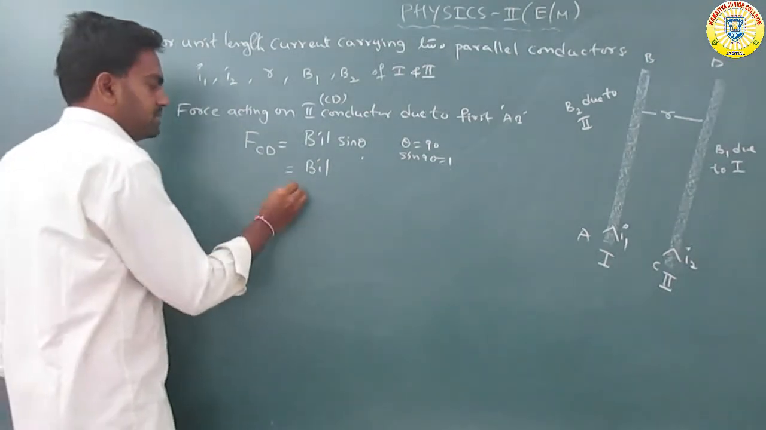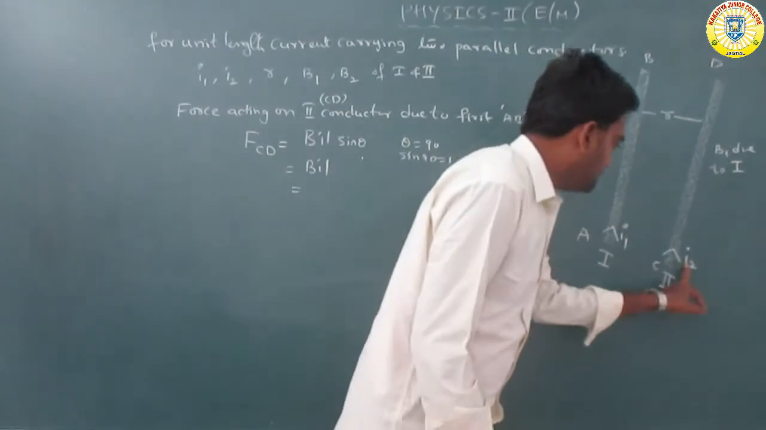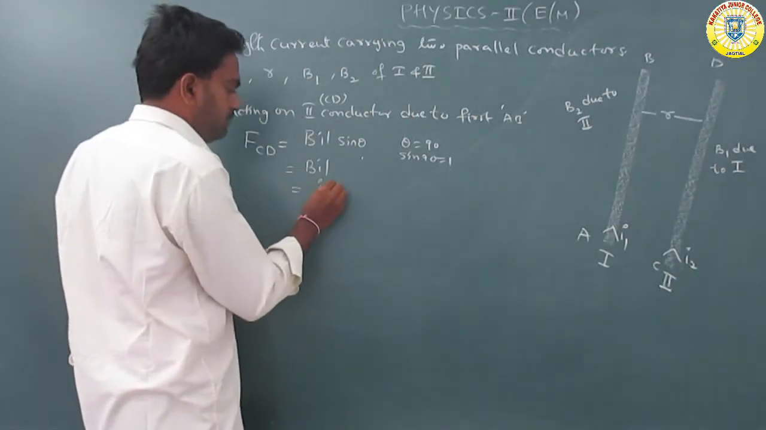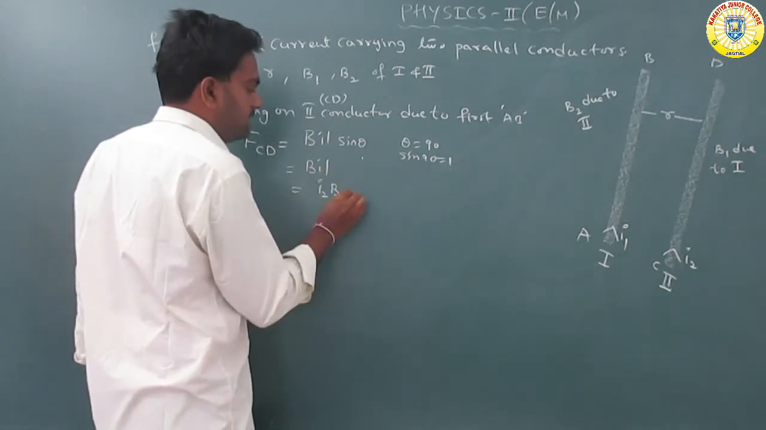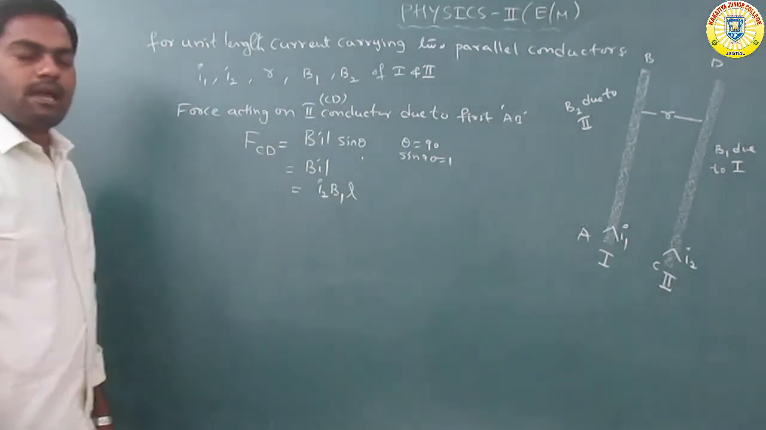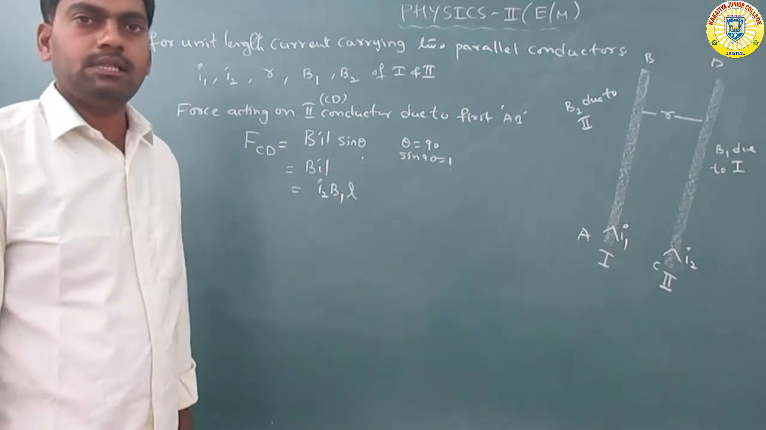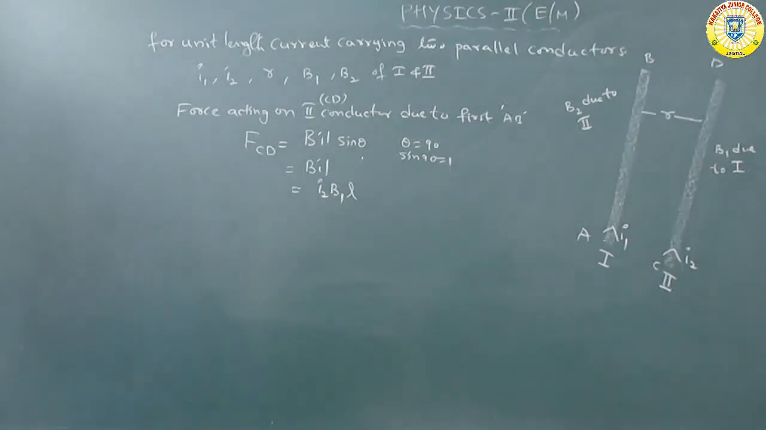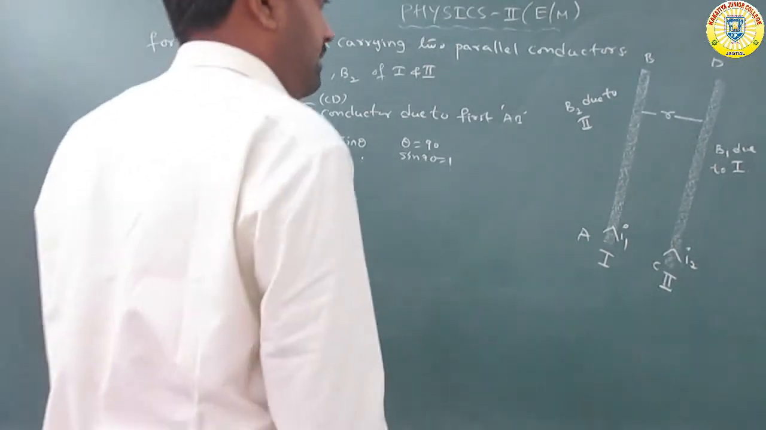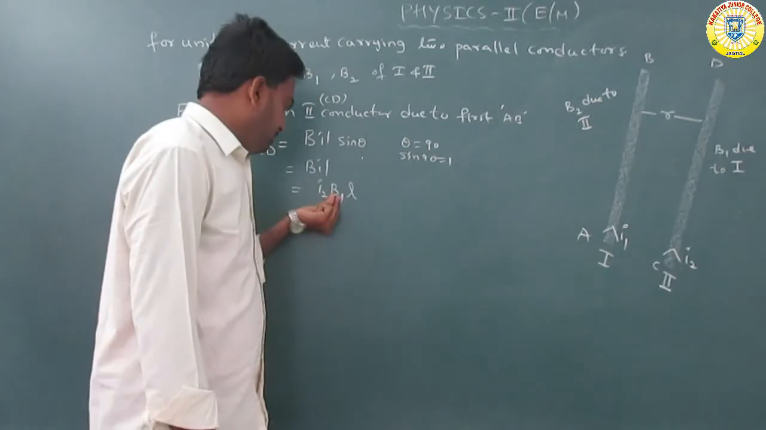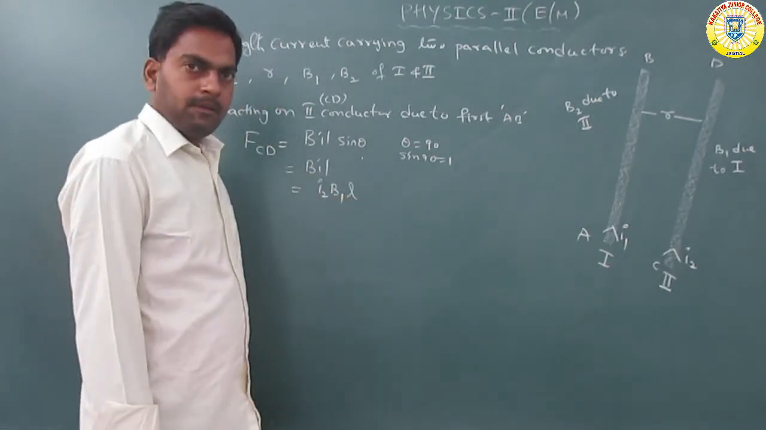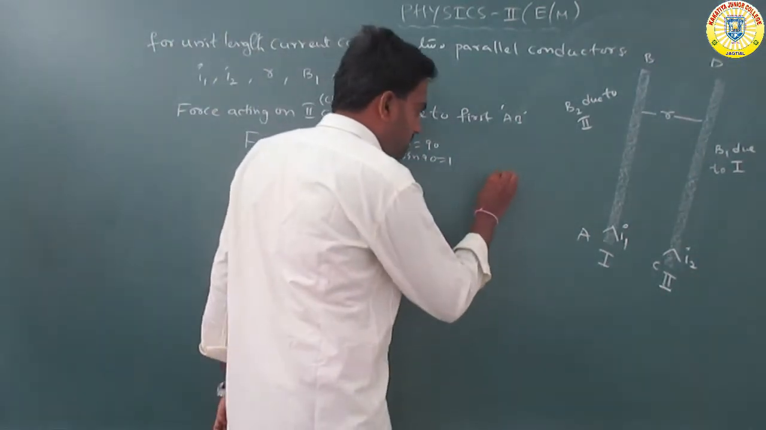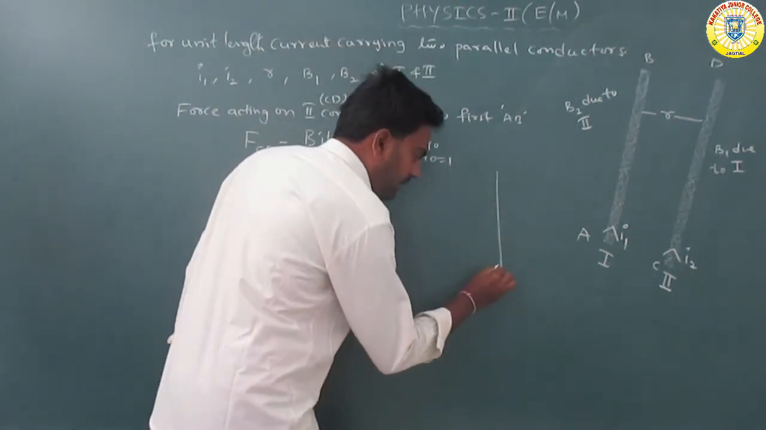That means here the current carrying on the second conductor is I2, due to the B1. L is a constant, having the same length L. So here it is I2, B1, L. But B1 we already know. So B1 is due to the current carrying conductor.